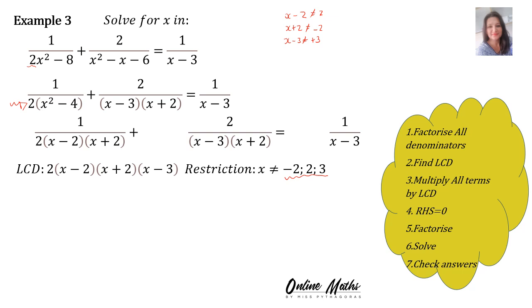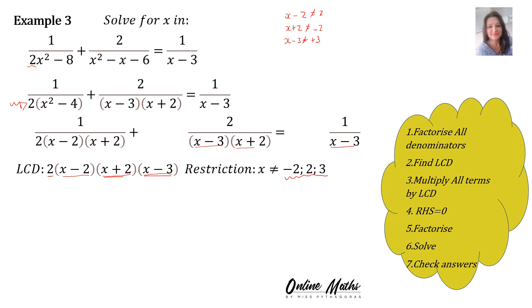And then for the LCD, I go to the first term. Under the line, I find a 2, x minus 2, and x plus 2. Now I go to the next term, and suddenly there's an x minus 3, so I add that one to the LCD. And then there's an x plus 2, but x plus 2 is already represented in the LCD. And on the last term, I find x minus 3, but x minus 3 is already there.